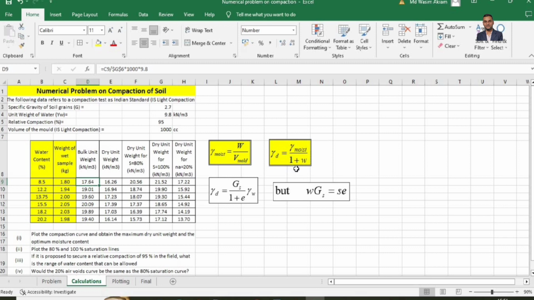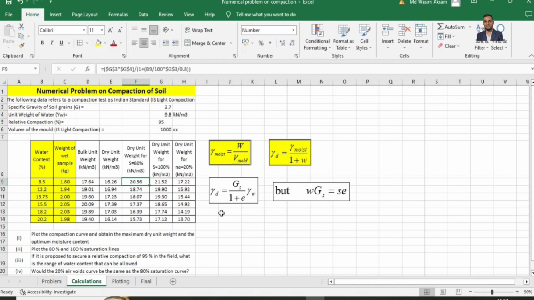After calculating the bulk unit weight of the soil, our next task is to calculate the dry unit weight of the soil using this formula: gamma D, that is dry unit weight, is equal to moist unit weight or total unit weight divided by 1 plus W, water content. So dry unit weight can be easily calculated by this bulk unit weight divided by 1 plus this 8.5, since the water content is in percent, so 8.5 divided by 100. In this way we can calculate the dry unit weight of the soil for all the water contents.